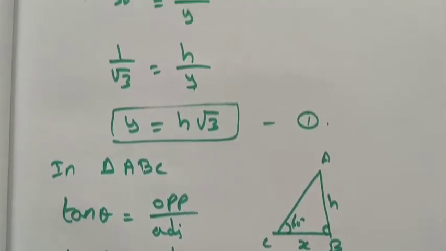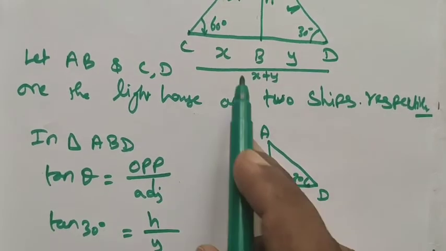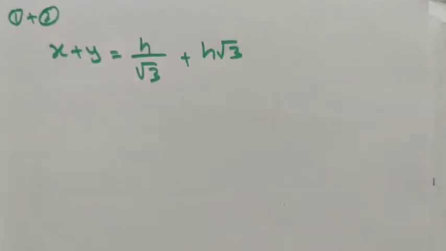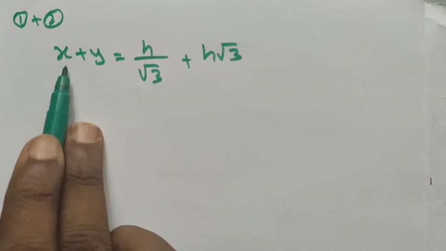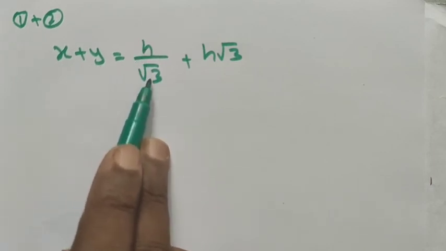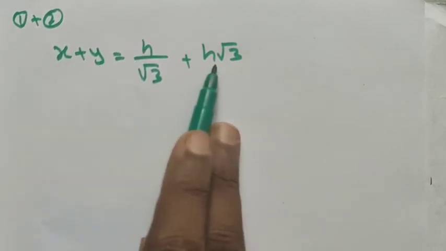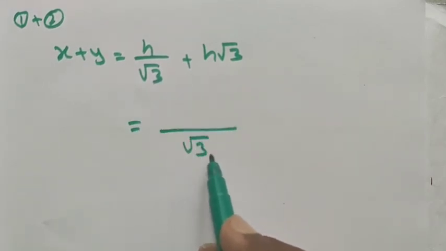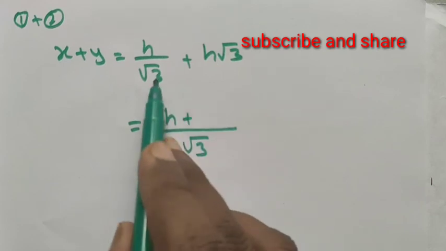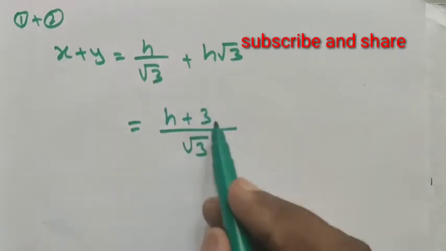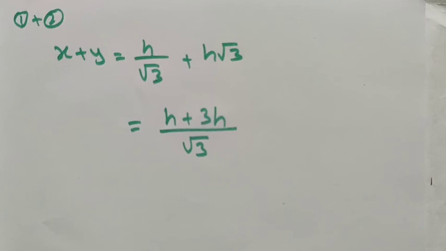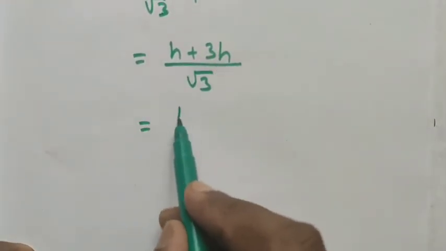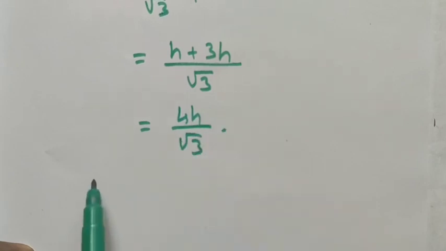Now we want to find the distance between the two ships. The distance between the two ships is x plus y. So equation number 1 plus 2. From equations 1 and 2, the sum x plus y is equal to h divided by root 3, the x value, plus h root 3, the y value. Now we have to take the LCM. If you take LCM as root 3, we get h plus root 3 into root 3 is 3, and then h. You have to multiply this term, right? If you take the LCM, then h plus 3h is equal to 4h divided by root 3.